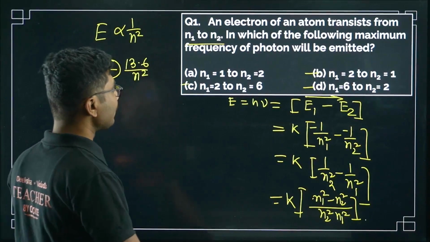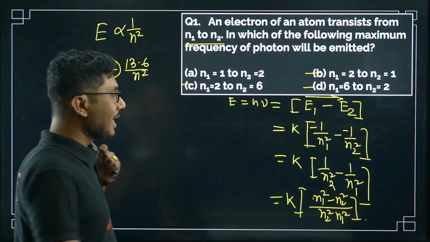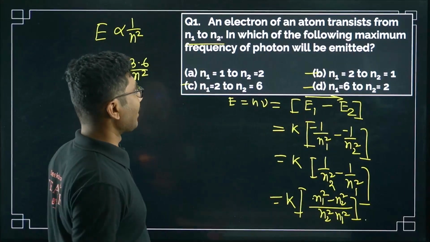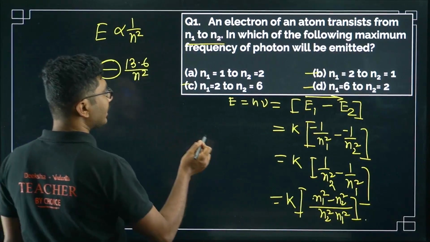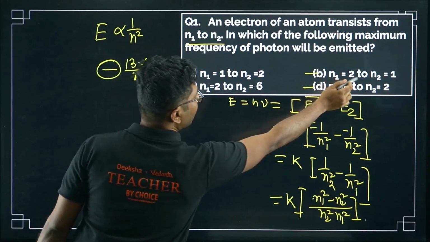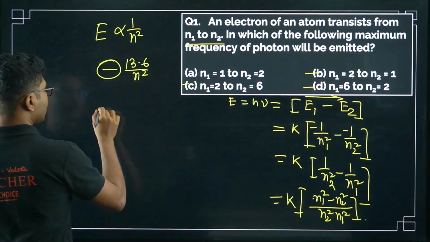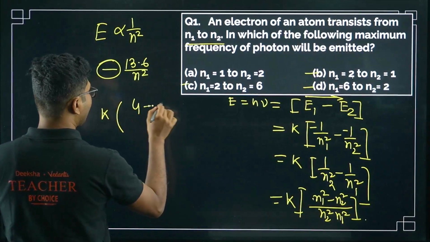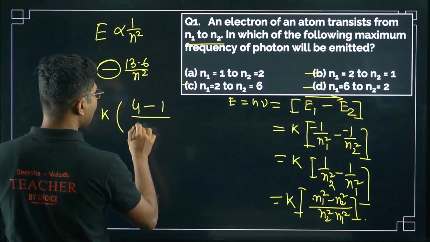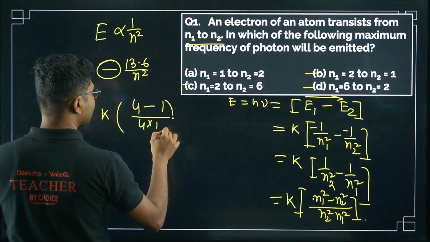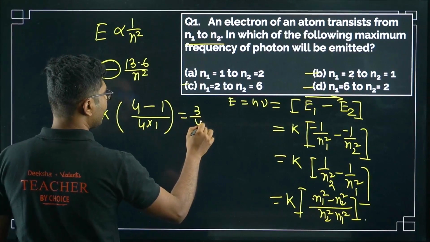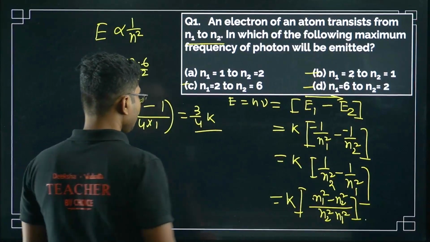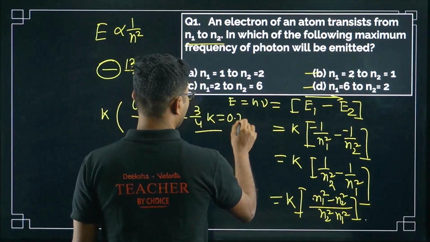Now we have to check which one gives the maximum possible value, so that the frequency is maximum. First we will use 2 to 1, the easiest one. So k into 2 square, 4, minus 1 square, divided by 4 into 1, so the answer is 3 by 4k, that is 0.75k.